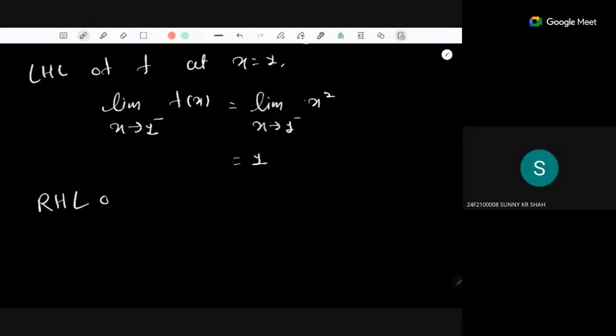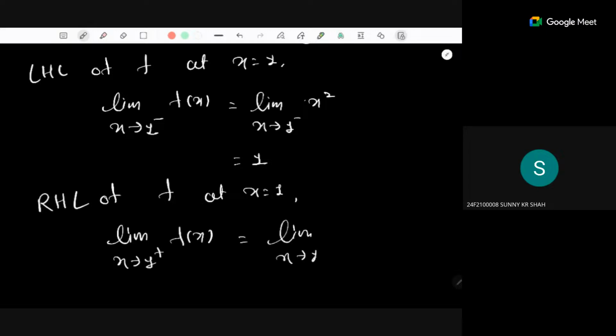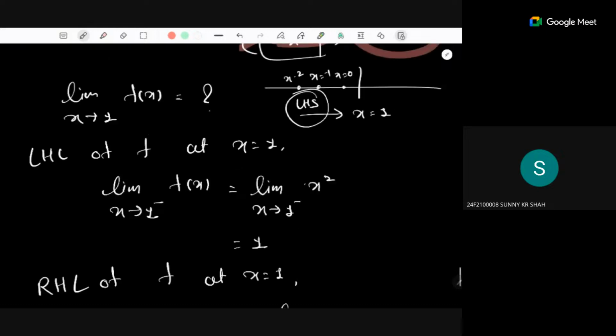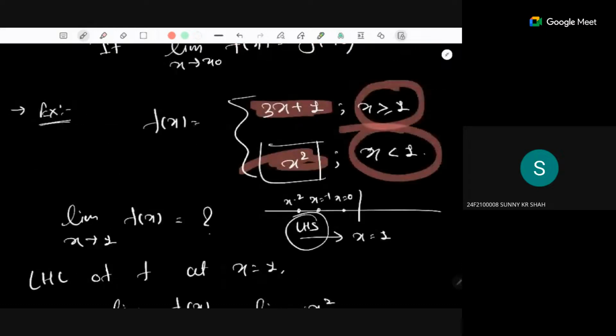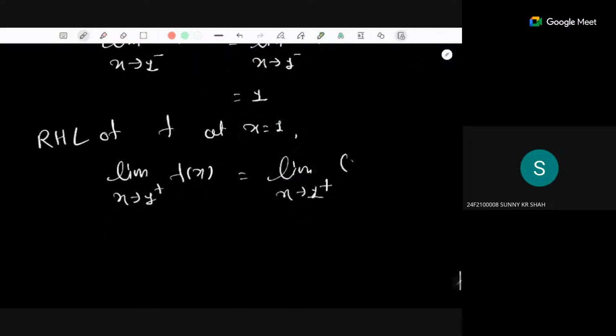But what will be the right hand limit in this case? The right hand limit of function f at x equals 1 means we need to compute the limit as x tends to 1 plus of f of x. In this case we consider the upper expression, because we are approaching the point 1 from the right hand side, so we are taking bigger values of x. So we consider the expression 3x plus 1, which is again a linear function. As x goes to 1, 3x plus 1 goes to 3 times 1 plus 1, which is 4.